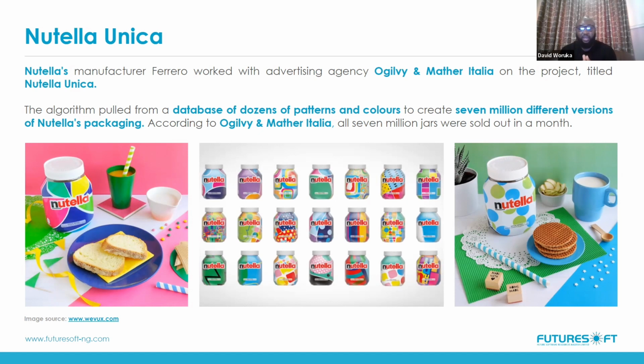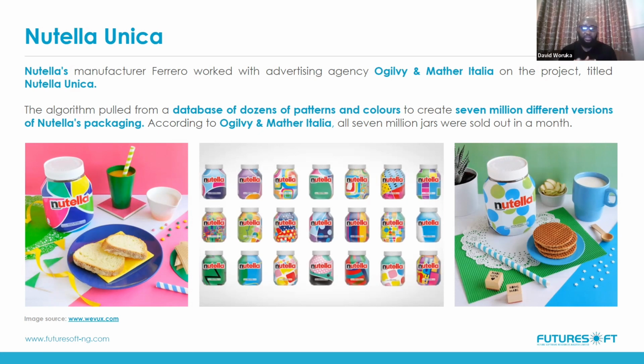But with the power of AI, they were able to put in constraints that maintain the basic elements of Nutella, the Nutella packaging. And then they made custom Nutella jars, 7 million of them, and none of the 7 million were the same. This is the kind of uniqueness AI brings into design. And according to their statistics, all 7 million jars were sold out in a month. So I think that was a pretty successful campaign.